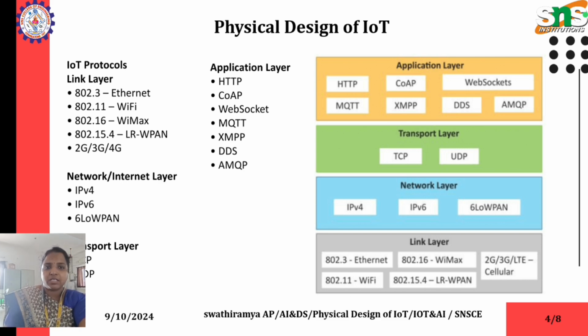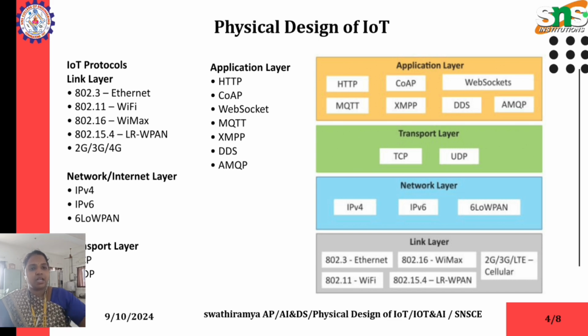You have four layers. I'll just give a quick overview. For the physical design of IoT we have four layers: the link layer, network layer, transport layer and application layer. The link layer is responsible for the physical transmission of data from source to destination. It tells us what kind of medium is used, whether wired or wireless, and if wired, what protocol and technology are used for the communication.